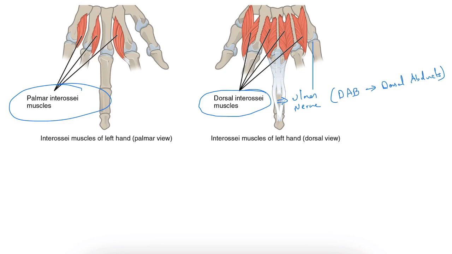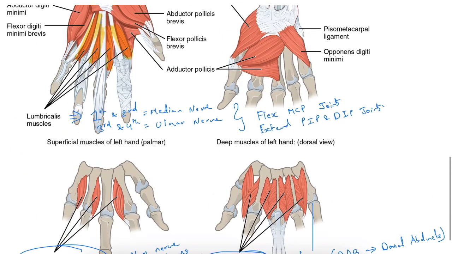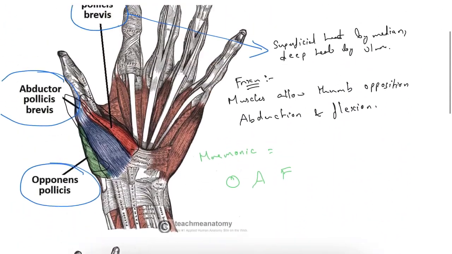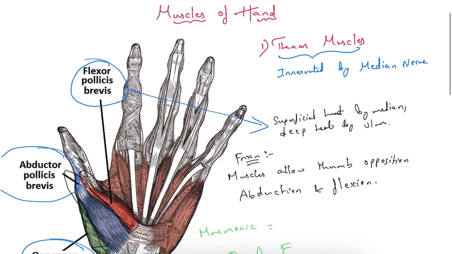This palmar interosseous muscle is also innervated by the ulnar nerve, and we have one mnemonic, that is PAD, that means it helps to do palmar adduction. Okay, so these are the muscle groups. We have discussed everything about anatomy. These are the main things for your first aid, you have to know these things.